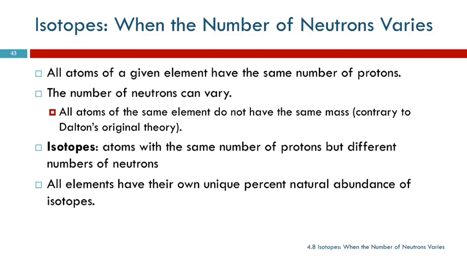But every element has its own unique natural abundance of isotopes. So if an element has 2 isotopes, that doesn't mean that half of them are one and half are the other. It could be that 10% are the one isotope and 90% is the other. But overall, no matter where you get a sample of that element, the relative abundance of the isotopes is going to be almost exactly the same.